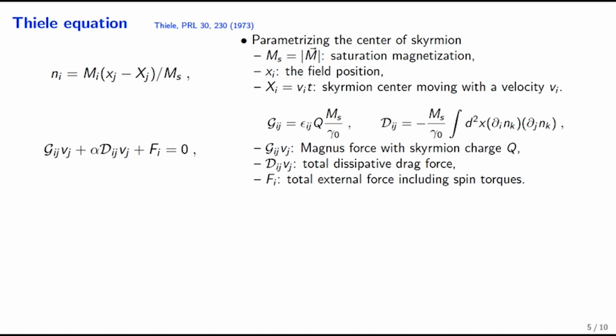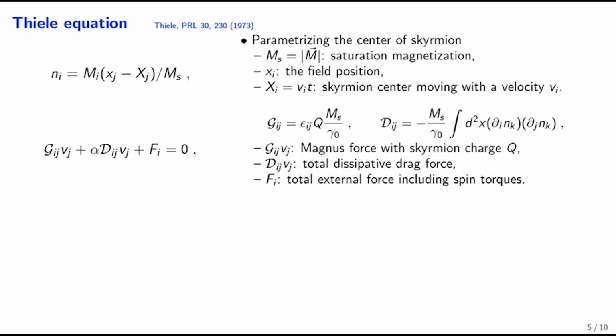The corresponding TL equation is described by three terms. The first term is the Magnus force that is proportional to the Skyrmion charge Q. The second term is the total dissipative drag term that is independent of Skyrmion charge. And the last term is related to external force that includes various spin torques.